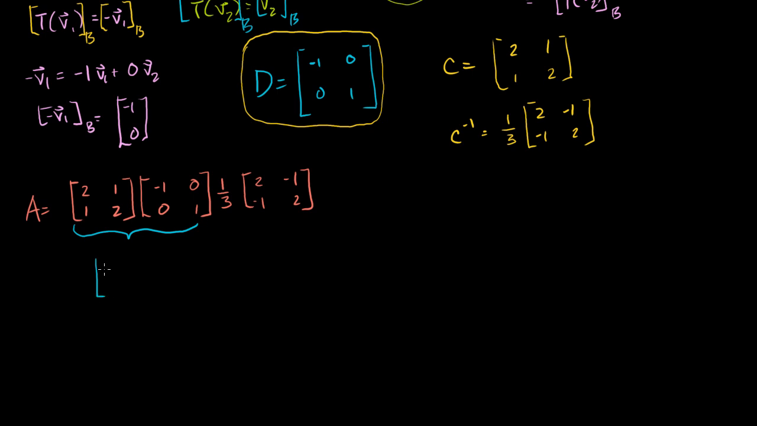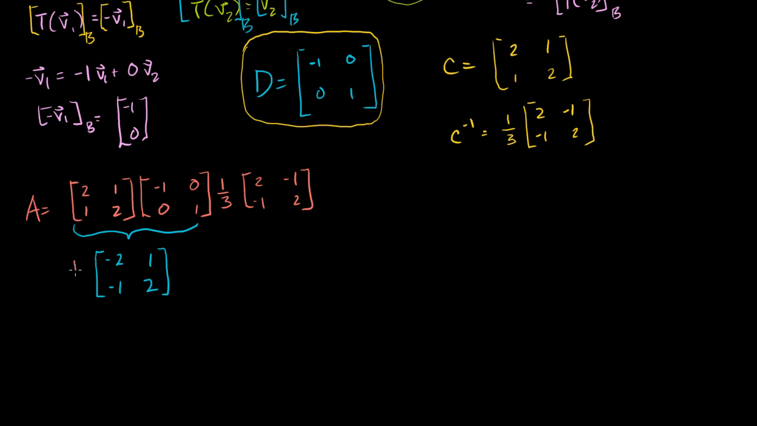And what do we get? We're going to get a 2 by 2 matrix. We get 2 times -1 plus 1 times 0. So this is going to be -2. And then here you get 2 times 0 plus 1 times 1, so you're just going to get 1. Then here, 1 times -1 plus 2 times 0. That's just -1. And then you get 1 times 0 plus 2 times 1. Well, that's just 2.